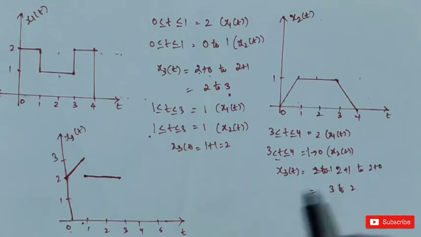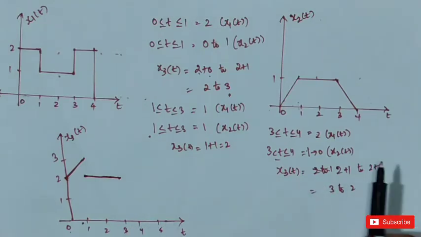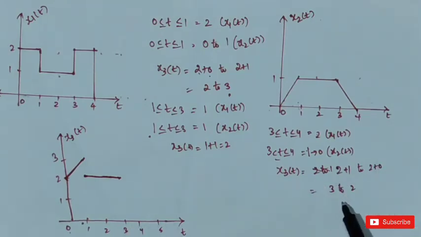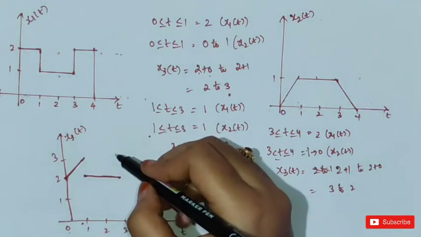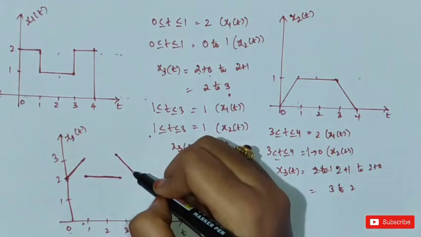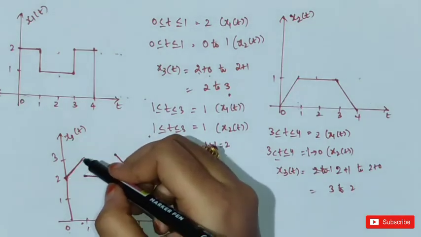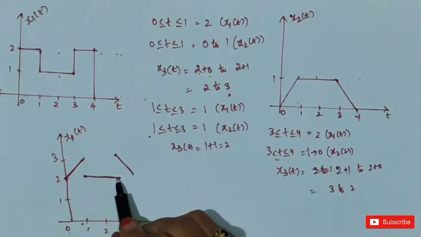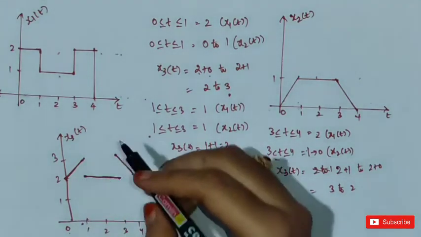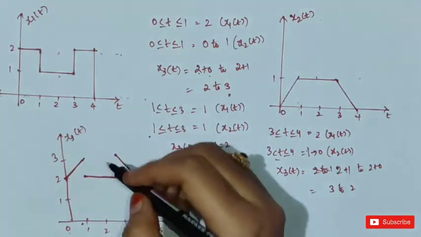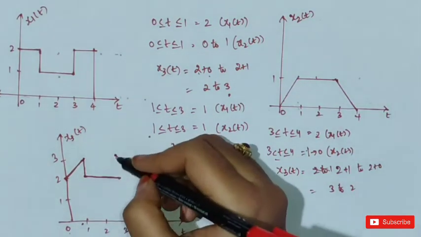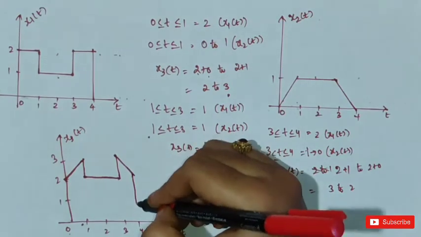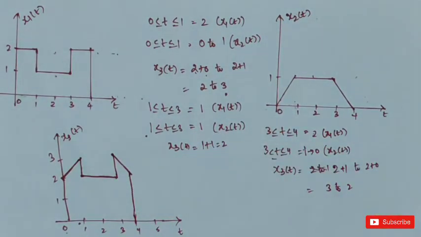Now, let us see the interval 3 to 4. In interval 3 to 4, the amplitude value is decreasing from 3 to 2. Here it is increasing from 2 to 3, then in this interval it is maintaining the constant value 2, and again it is decreasing from 3 to 2 in interval 3 to 4. If you observe, this will be your resultant signal x3 of t.